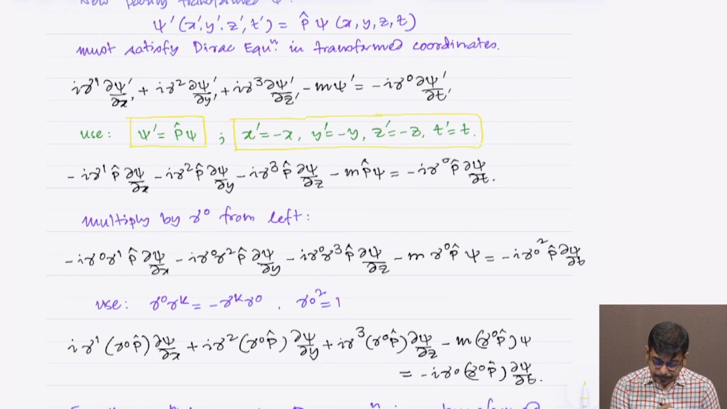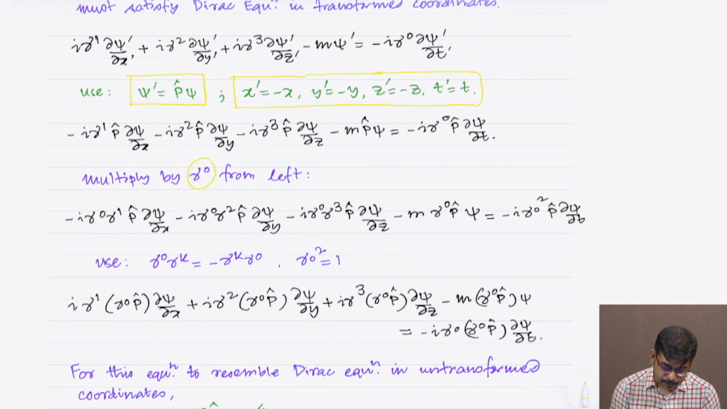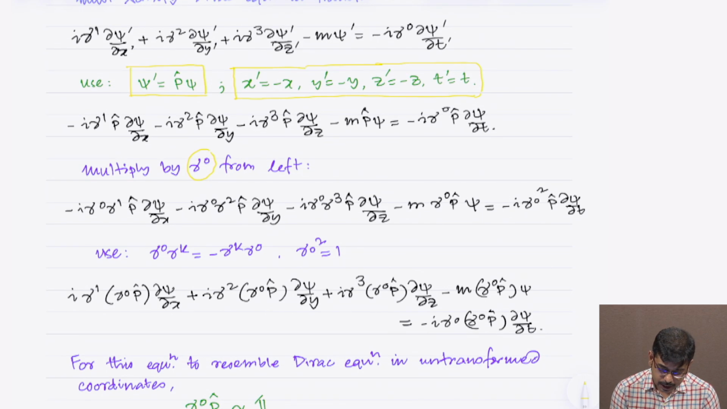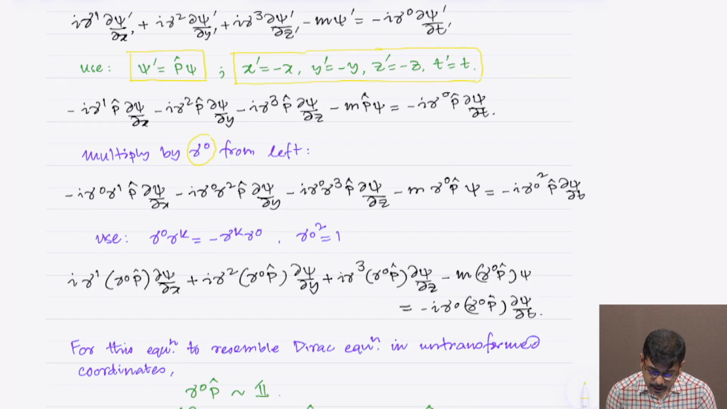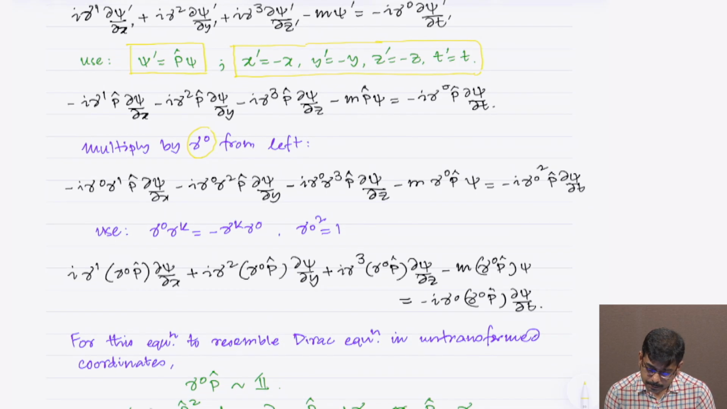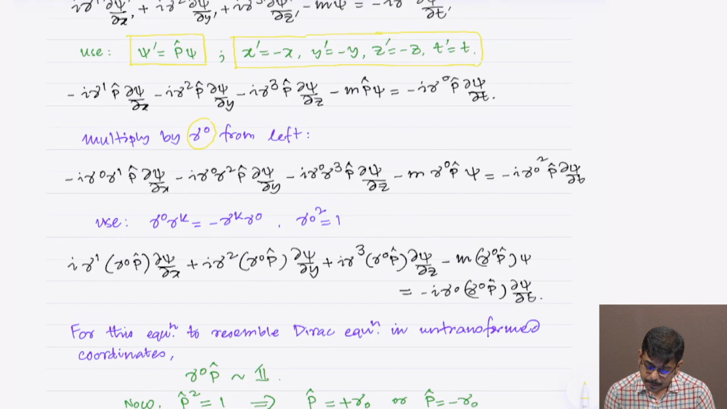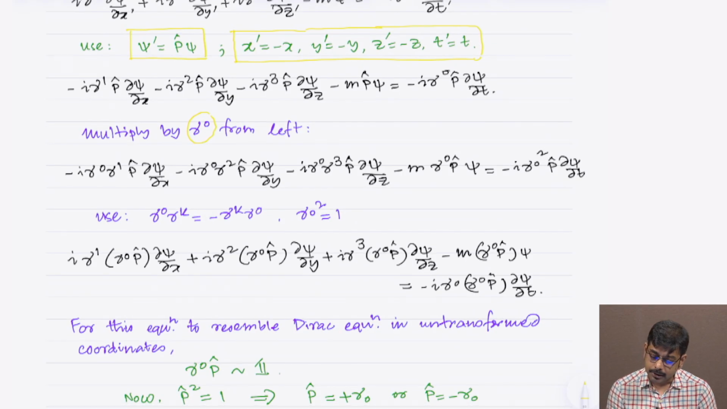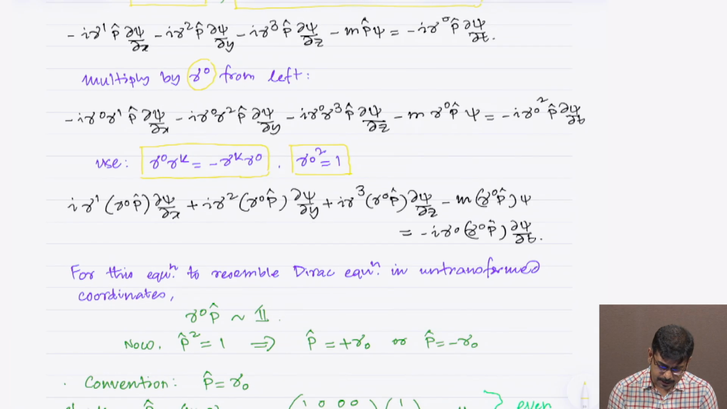I am going to multiply from the left with gamma 0. If I do that, this equation becomes minus i gamma 0 gamma 1 P del psi del x minus i gamma 0 gamma 2 P del psi del y minus i gamma 0 gamma 3 P del psi del z minus m gamma 0 P psi is equal to minus i gamma 0 square P del psi del t. Now, you also remember the anti-commutation relation between gamma matrices: gamma 0 gamma k is equal to minus gamma k gamma 0 when k is not equal to 0, and gamma 0 square is equal to 1, the identity matrix.